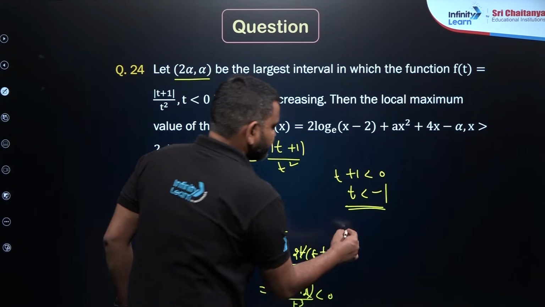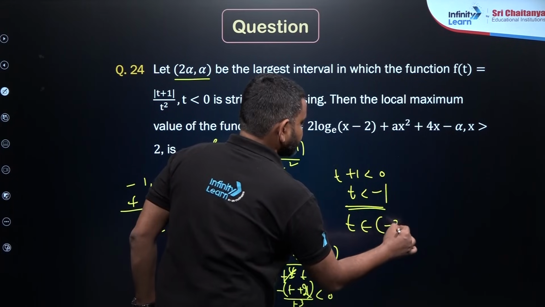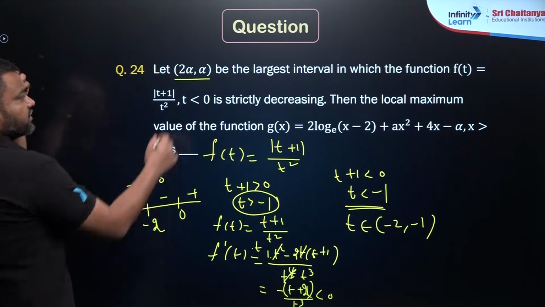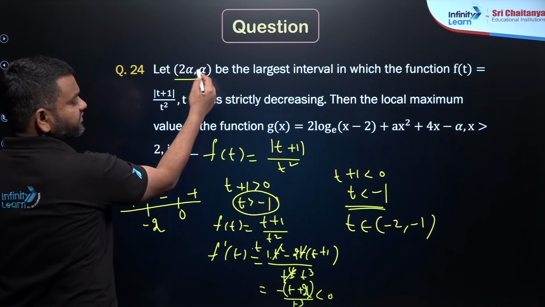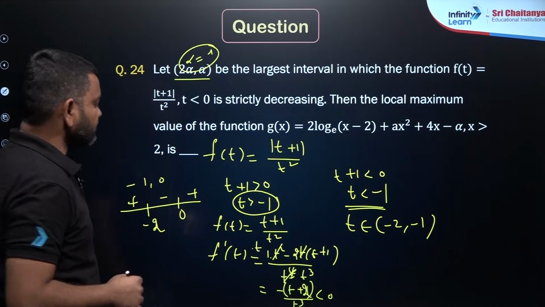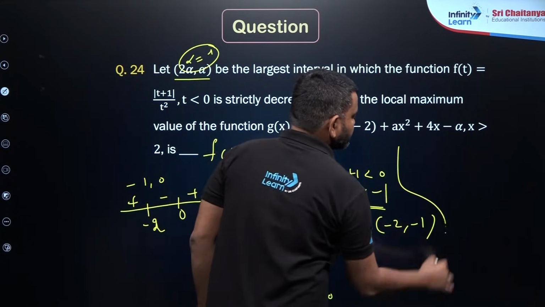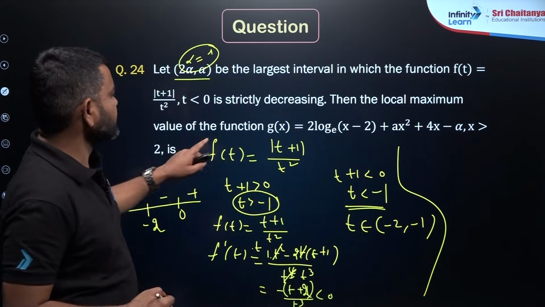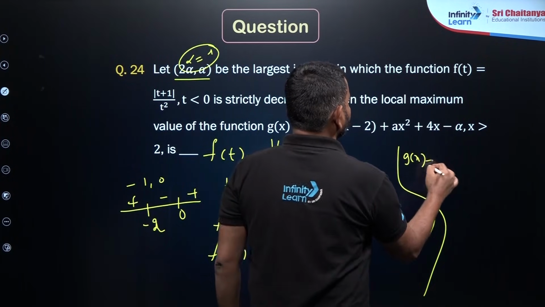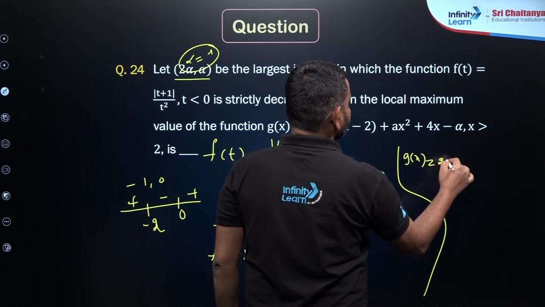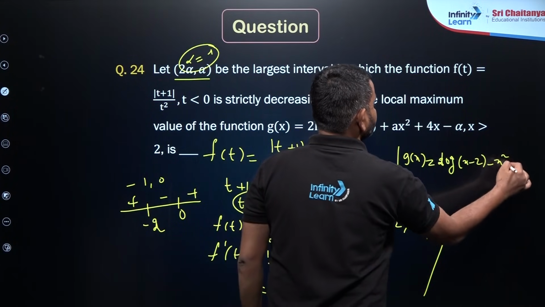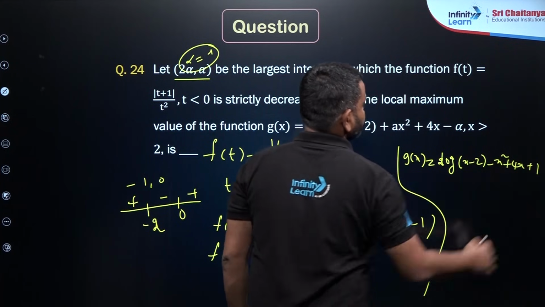So here t value can be written as minus 2 to minus 1. Now if it is in between minus 2 and minus 1, here I have 2 alpha and alpha. So alpha value can be equal to minus 1. If the value of alpha is minus 1, what do we have here? G of x is equal to, we are going to get 2 log x minus 2 minus x square plus 4x plus 1.